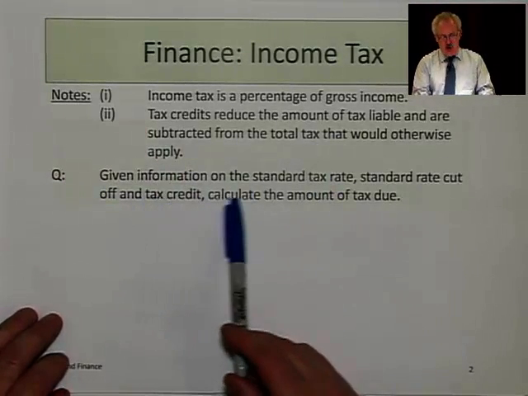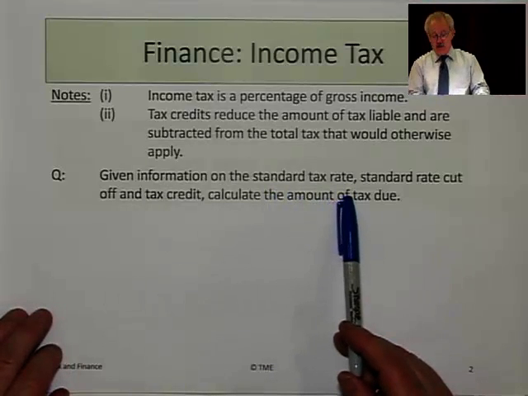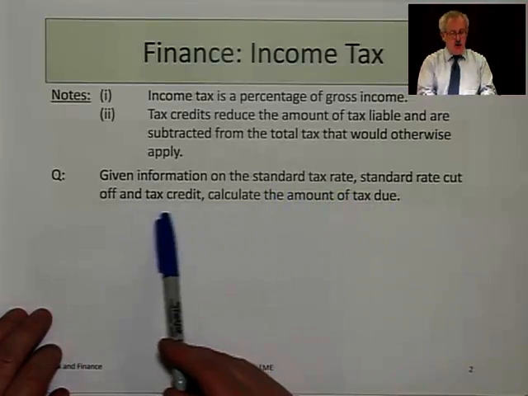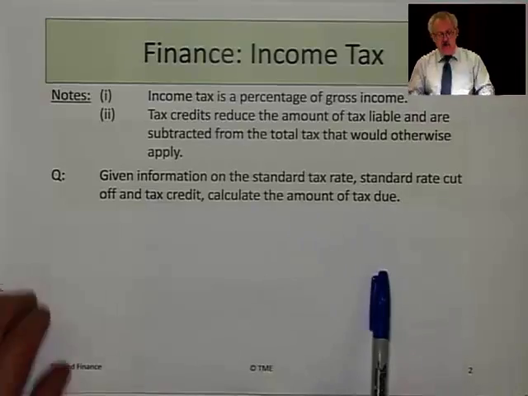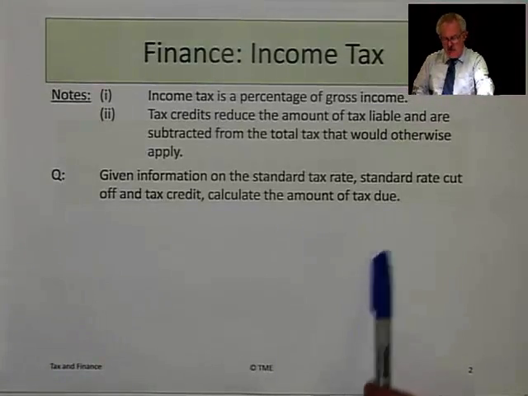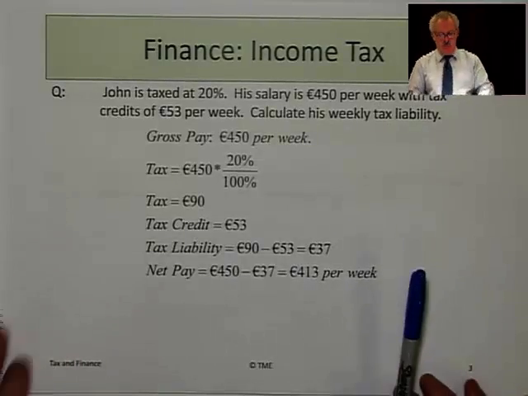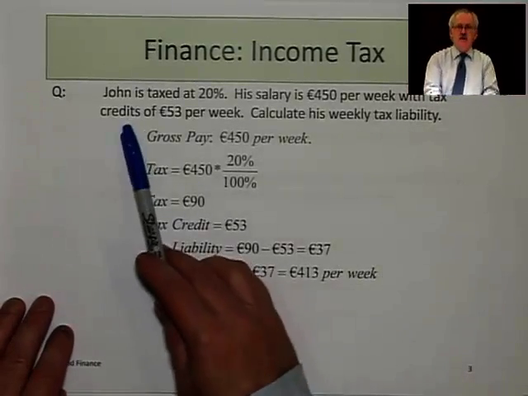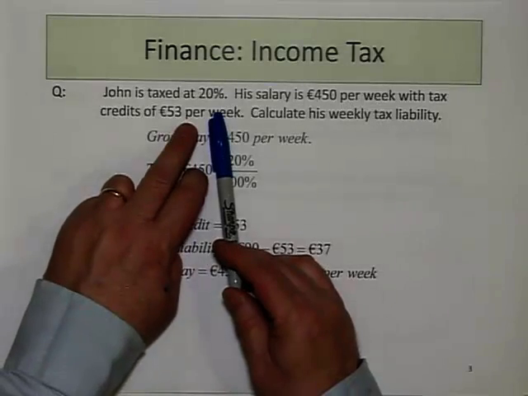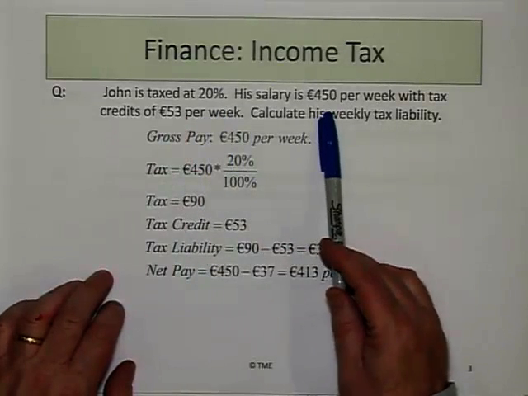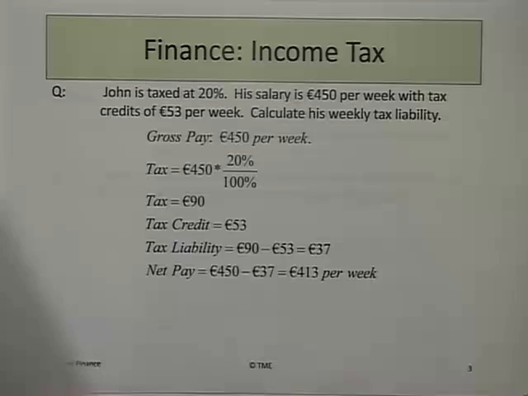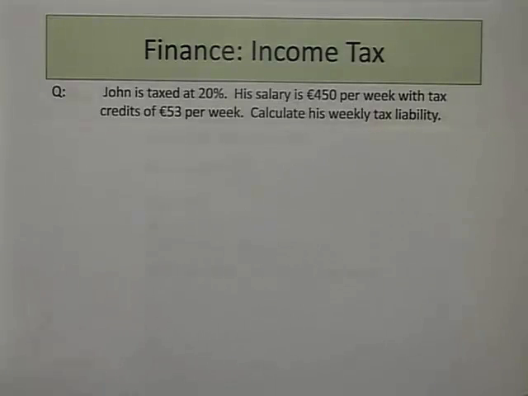So here's a question where you're given information on the standard tax rate, the standard rate cut off and tax credit, and you're asked to calculate the tax due. So it sounds a lot, but it's actually reasonably simple in the question format. Imagine that John is taxed at 20%. His salary is $450 per week, and with tax credits of $53 per week, calculate his weekly tax liability.